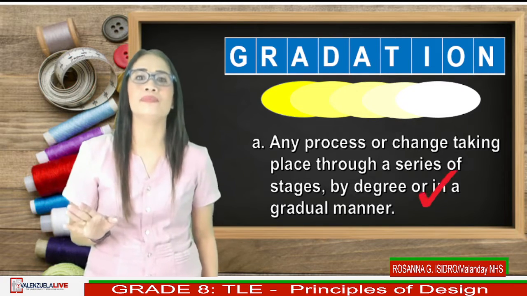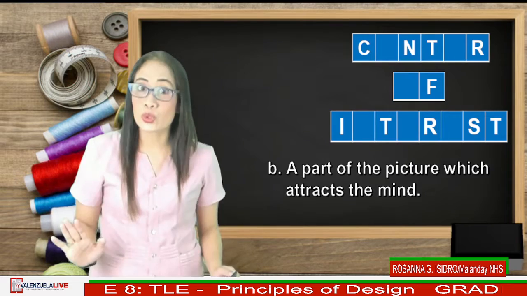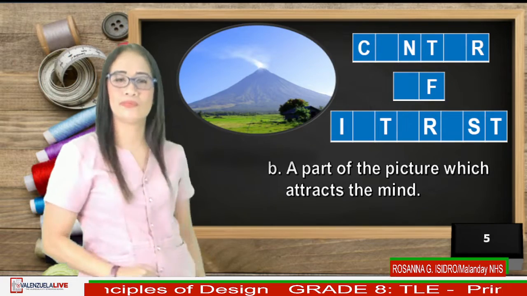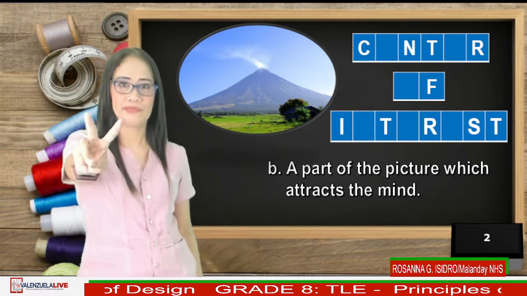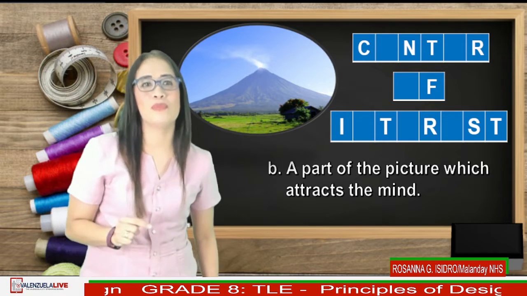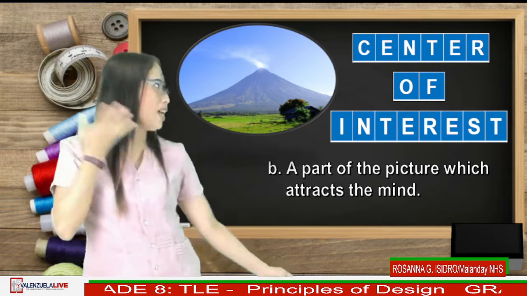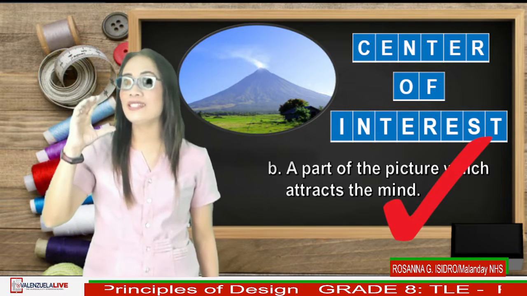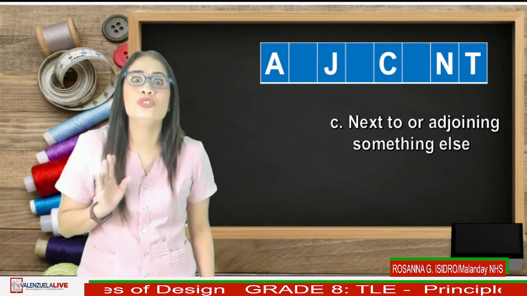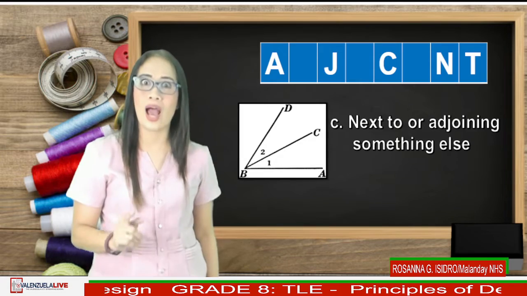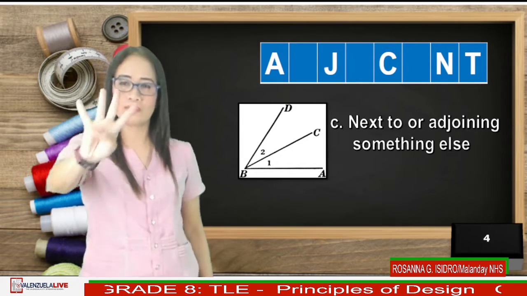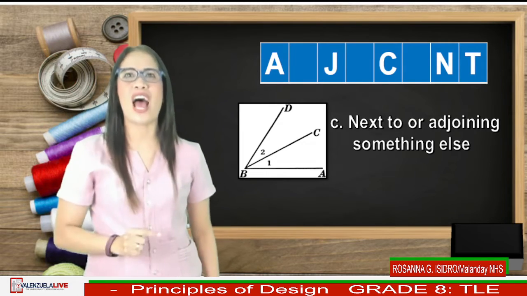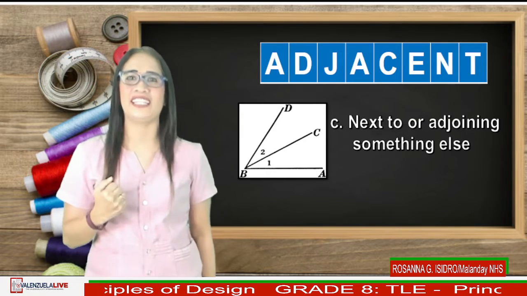Next, letter B. A part of the picture which attracts the mind. Your time starts now. 5, 4, 3, 2, 1. Oops, your time's up. If your answer is center of interest, you're right. That's letter C. Next to or adjoining something else. Your time starts now. 5, 4, 3, 2, 1. Your time's up. If your answer is adjacent, you're great.